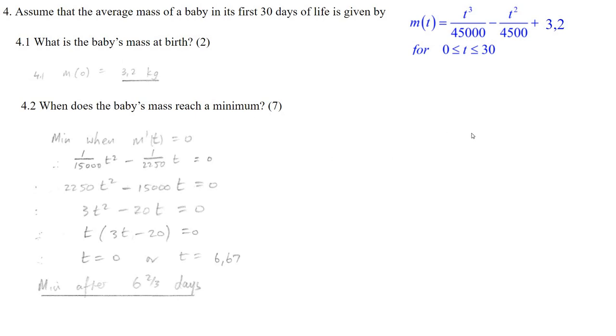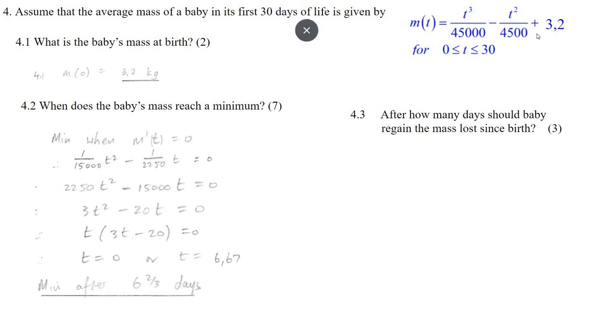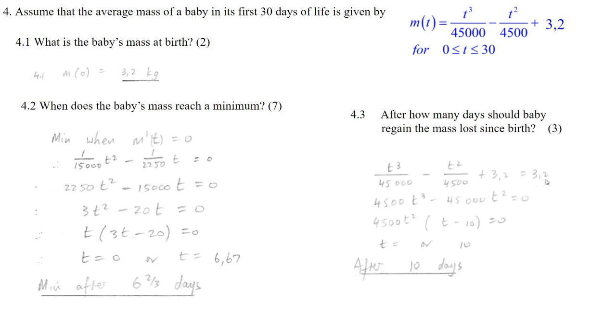Now, the next question is, how many days would it take for the baby to get back to its birthday? I guess that's its birthday. Right at the beginning, when it was 3.2 kilograms. So all we do is let this equation equal 3.2. That's pretty clever. Let it equal 3.2. Then we take away 3.2, and then we do that same thing.